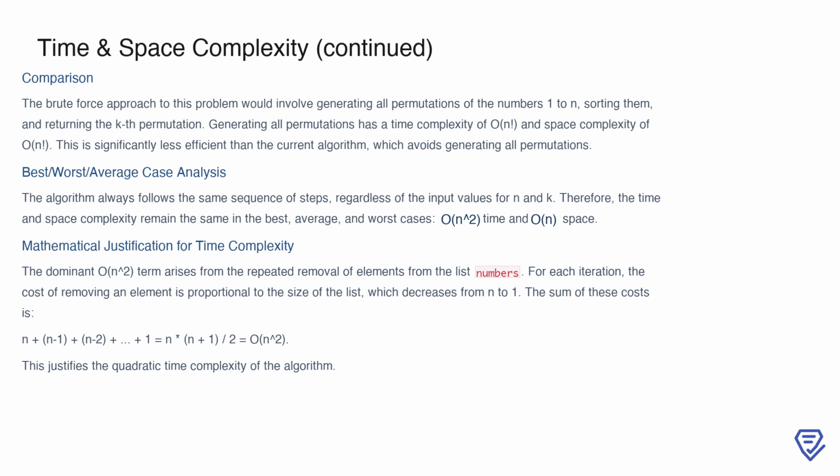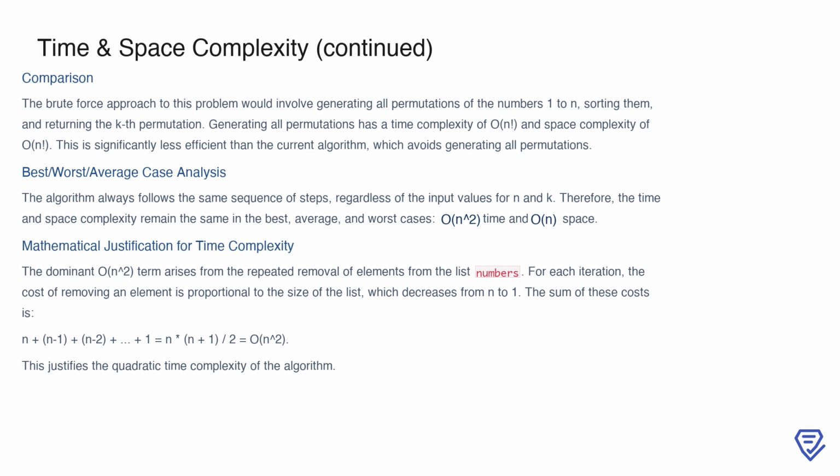Furthermore, the algorithm has consistent performance for any input. Regardless of the values of n and k, the sequence of operations remains the same. This means that the time and space complexities are O(n squared) and O(n), respectively, in the best, worst, and average cases.